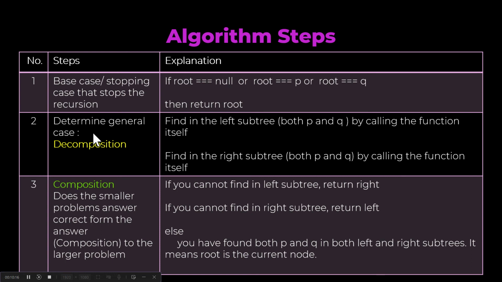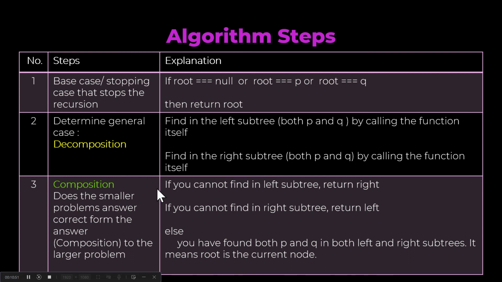Next, we have to decompose. In the decomposition step, we have to search in the left subtree. In that particular left subtree, there could be both P and Q, by calling the function itself. And we also have to search the right subtree. Both P and Q could potentially be on the right subtree, or only one of them. So regardless, we have to search it. This is the decomposition step.